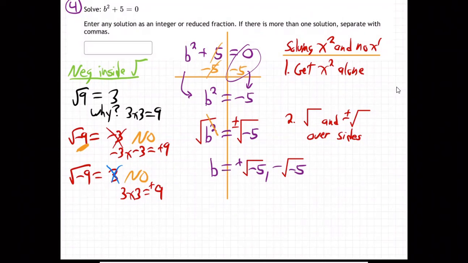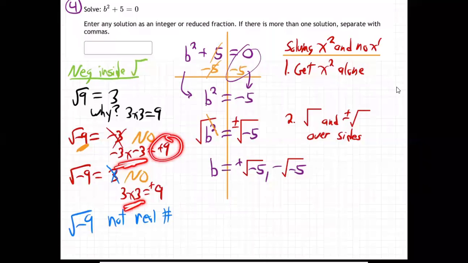Yes, exactly. Square root of -9 is not a real number. You can't have something times itself come out -9. No way, right? As we can see right here. 2 negatives go back to positive and 2 positives go back to positive. No way you can have the same thing times itself come out negative.